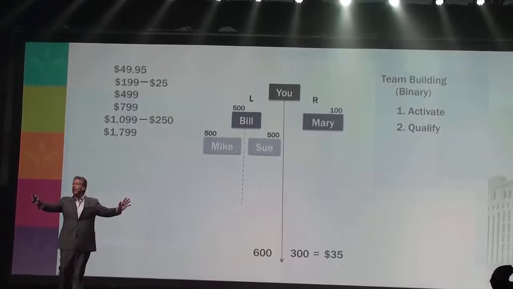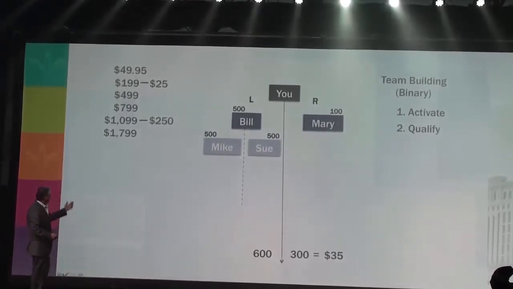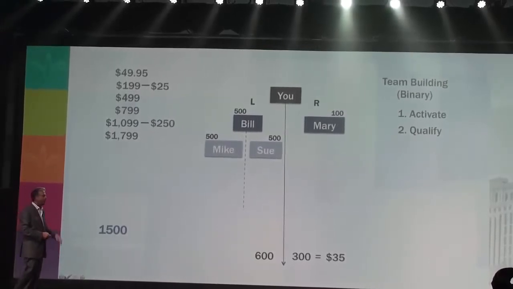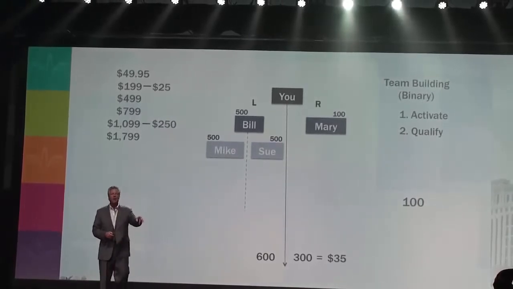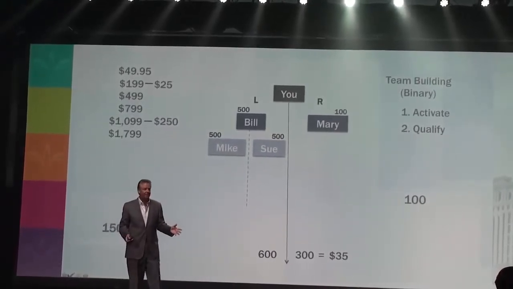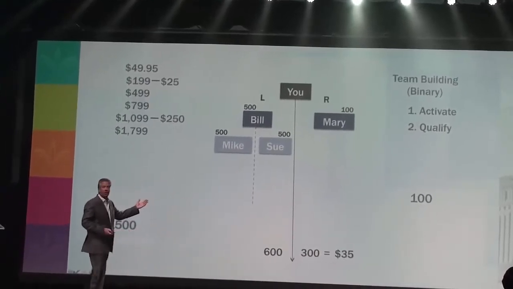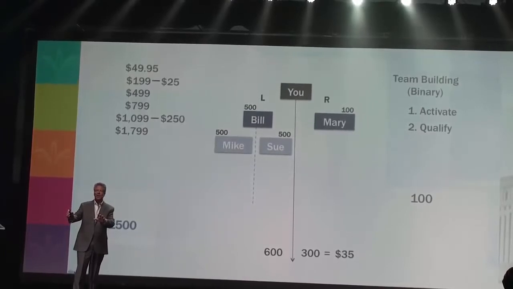So in our example here today, everybody, how many points we got on our left team so far? 1,500, right? Bill, Mike, Sue, 500 apiece, 1,500. How many points do we got on our right team so far? 100 points. Have we made a cycle bonus check yet? No. We have at least 1,500 on the left, but not 300 on the right. Wait a minute.